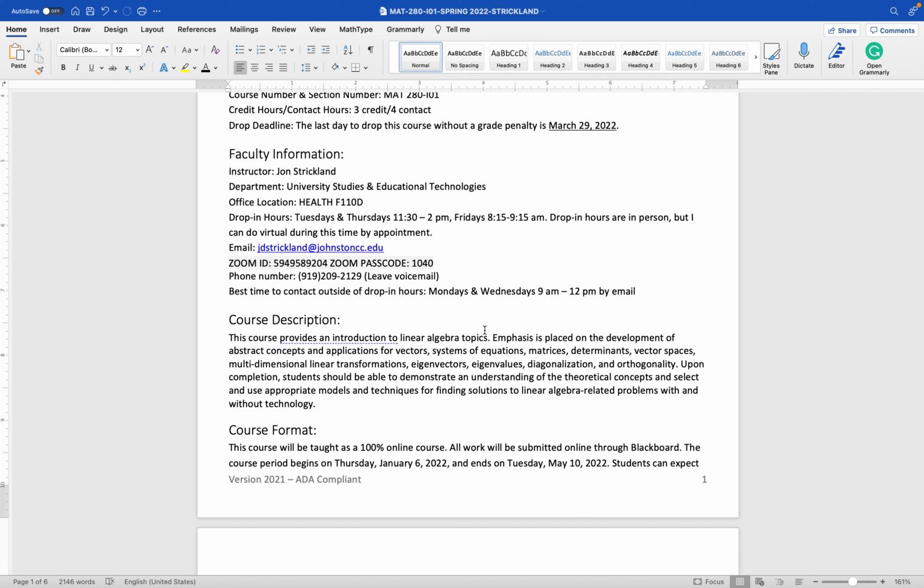Now for the course itself, this course provides an introduction to linear algebra topics. Emphasis is placed on the development of abstract concepts and applications for vectors, systems of equations, matrices, determinants, vector spaces, multidimensional linear transformations, eigenvectors, eigenvalues, diagonalization, and orthogonality. Upon completion, students should be able to demonstrate an understanding of the theoretical concepts and select and use appropriate models and techniques for finding solutions to linear algebra related problems with and without technology.